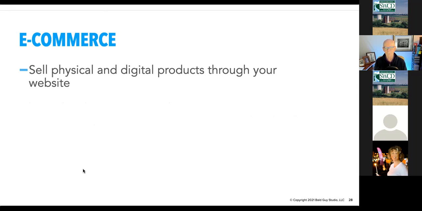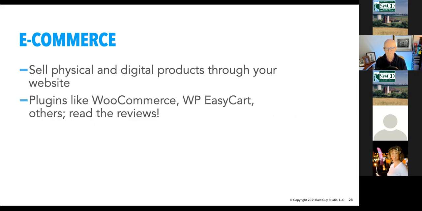But if, for your particular district, you're interested in selling either physical or digital products through your website, then the thing that you use is called e-commerce. The plugins that you can typically use, like we talked about a minute ago, are WooCommerce and WP EasyCart. If you're still on Wix or Squarespace, one of those sites, they have inbuilt e-commerce in a lot of cases.